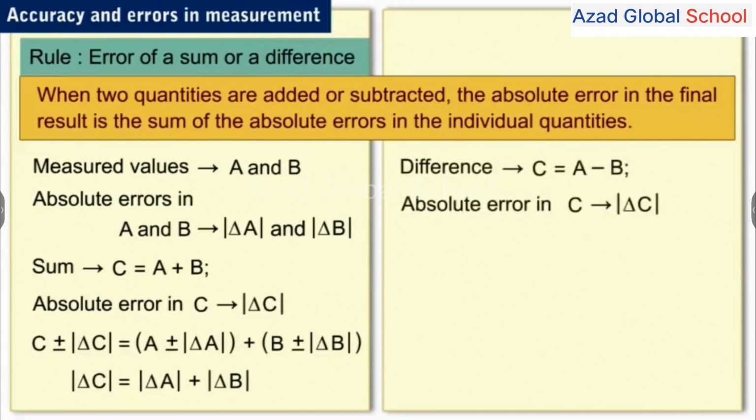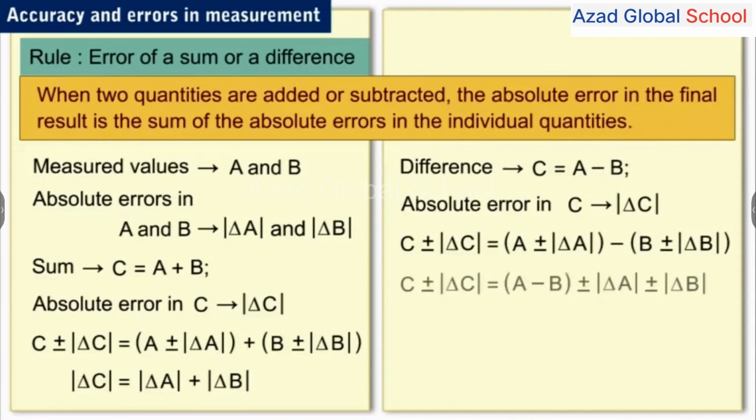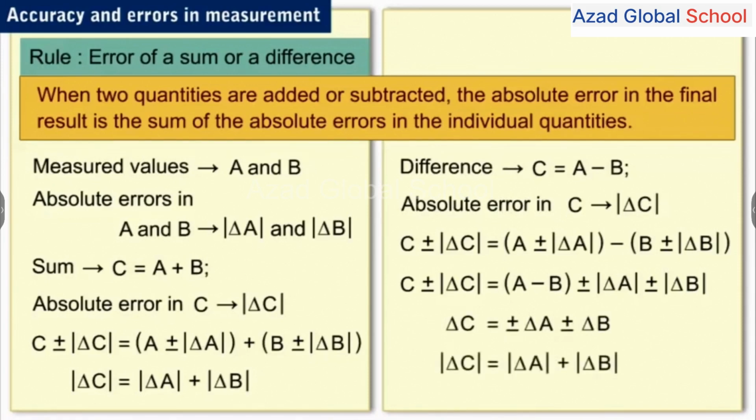For the difference C equals A minus B, we have C plus or minus delta C is equal to A plus or minus delta A minus B plus or minus delta B, which is equal to A minus B plus or minus delta A plus or minus delta B, or delta C is equal to plus or minus delta A plus or minus delta B. The maximum value of error delta C is again delta A plus delta B.